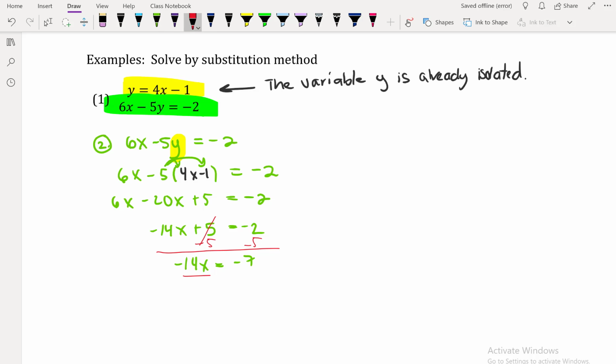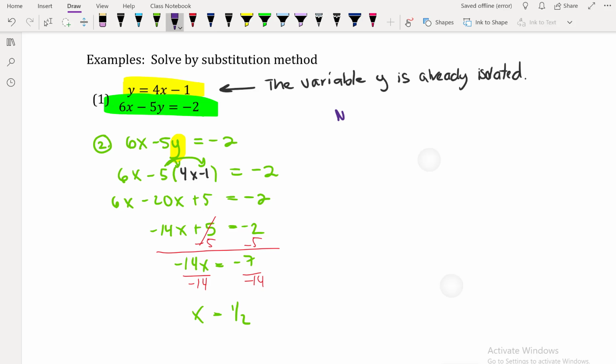So if I divide both sides by negative 14, I'm going to get my answer. So 7 divided by 14 is going to give me 1/2. So now I know that my x variable is 1/2. I still need to find my y variable.